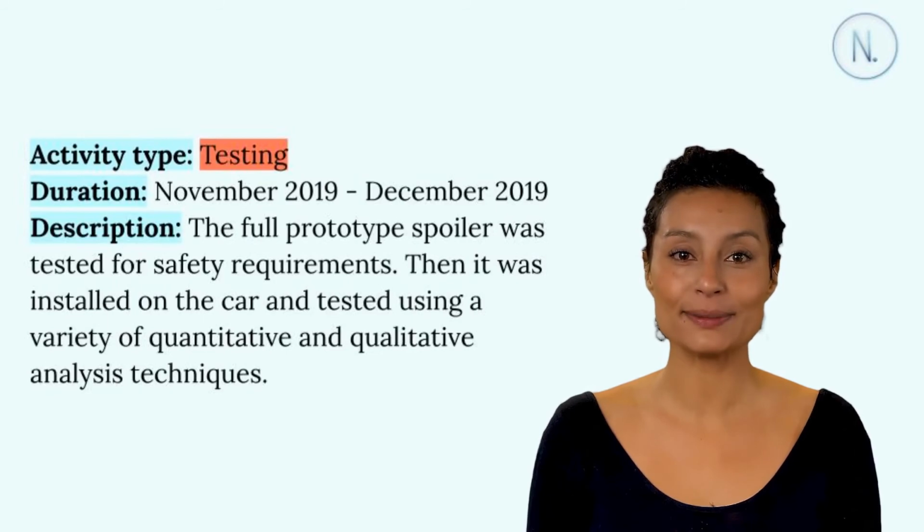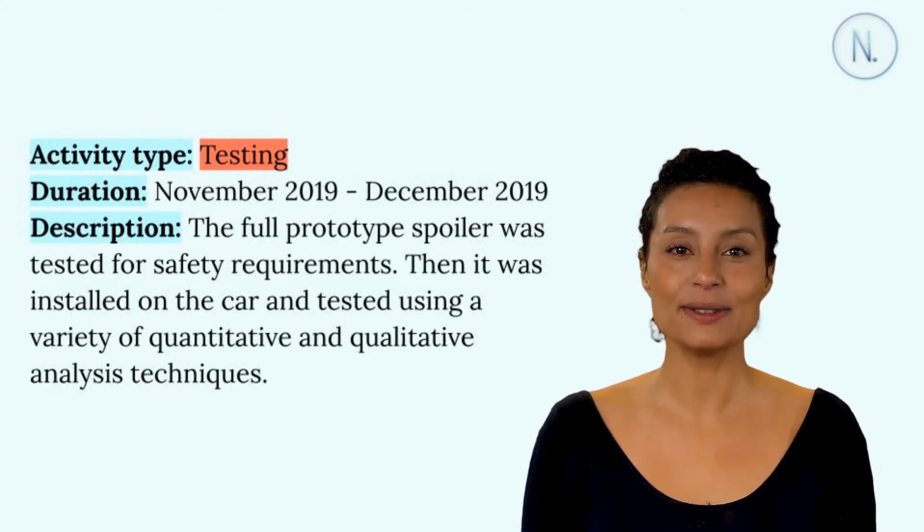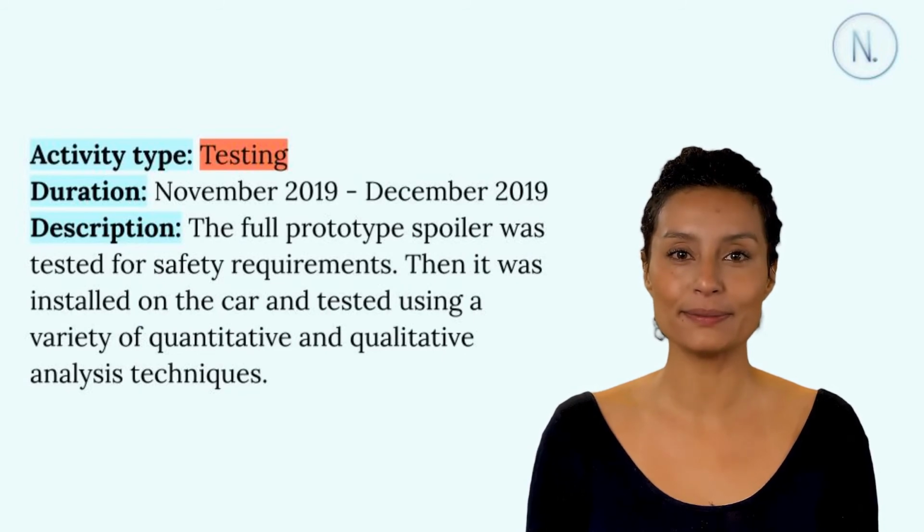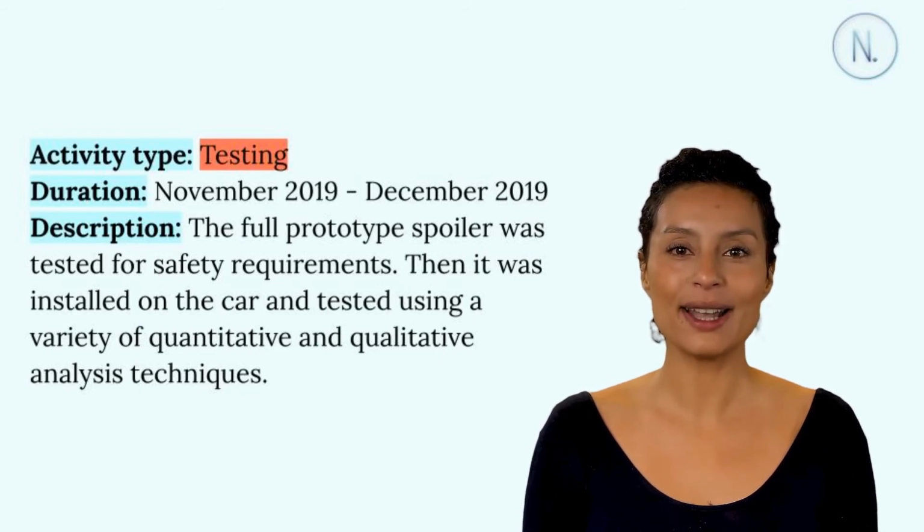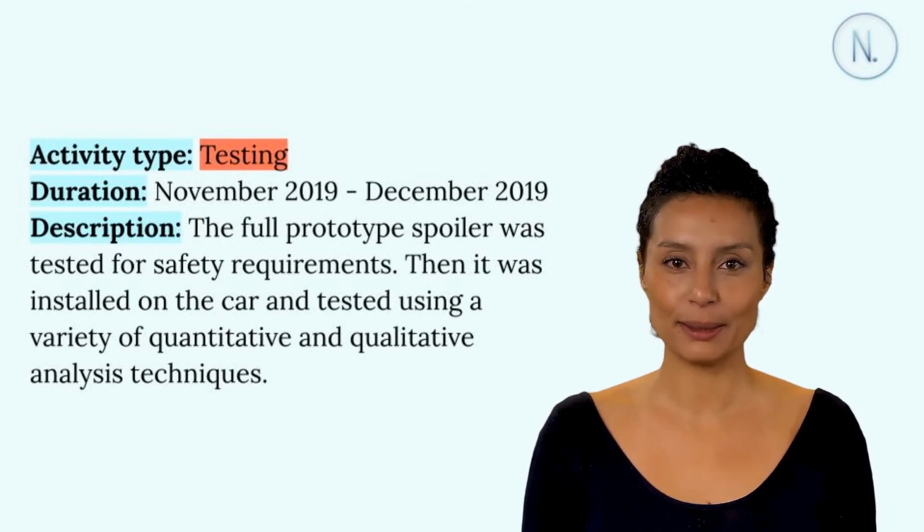Activity type: testing. Duration: November 2019 to December 2019. Description: the full prototype spoiler was tested for safety requirements. Then it was installed on the car, and tested using a variety of quantitative and qualitative analysis techniques.